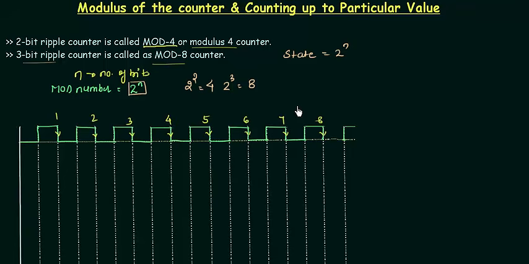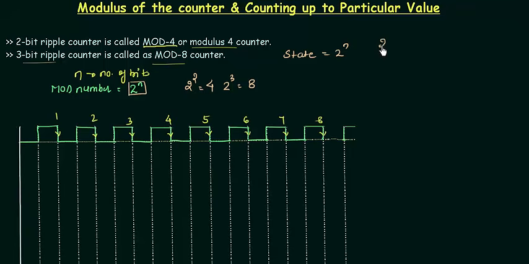Modulus will tell us how many states a counter has, how many counts it is going to do. So for a modulus 4, we know that we have 4 states from 0 0 to 1 1. In the same way, if a mod 8 counter is there, it means there are in total 8 states, and those states are 0 0 0 all the way to 1 1 1, that is 0 to 7.